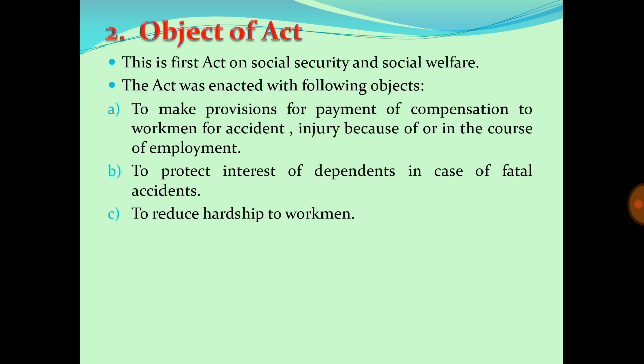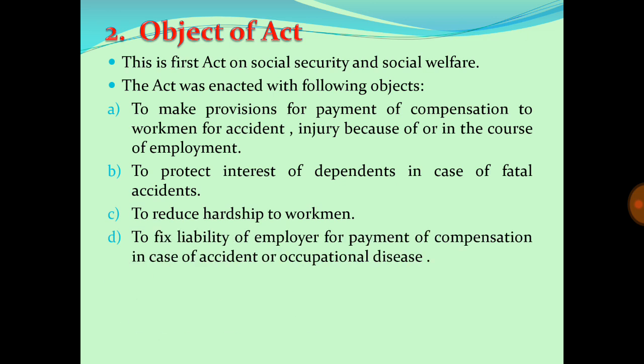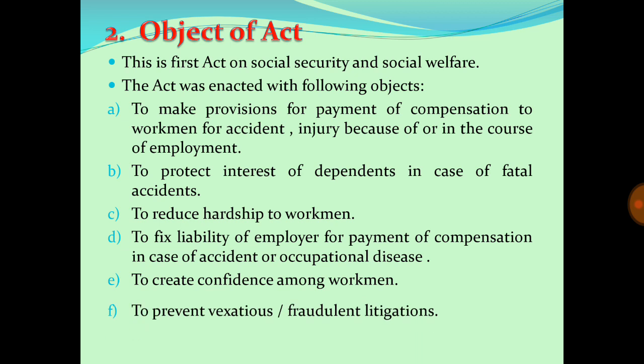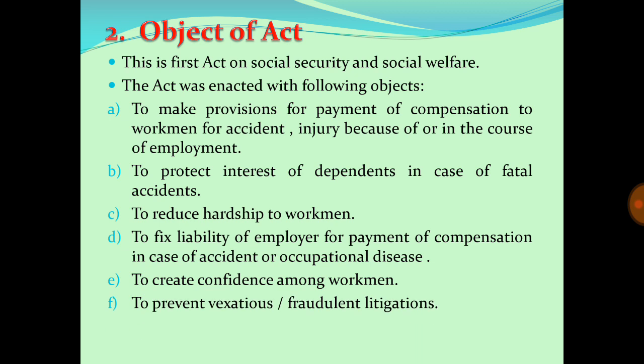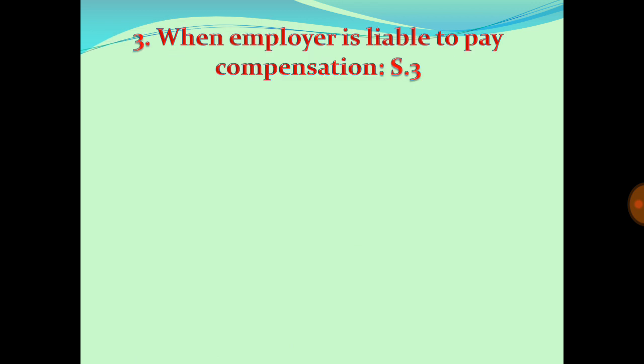Then, to reduce hardship to workmen, to fix the employer's liability for payment of compensation in case of accident as well as in case of occupational diseases, and to create confidence among the workmen. So these are some important objects for which the Act is enacted, as well as to prevent fraudulent litigation. This is also another important object of the Act. So now we must see when the employer is liable to pay compensation under the Act.